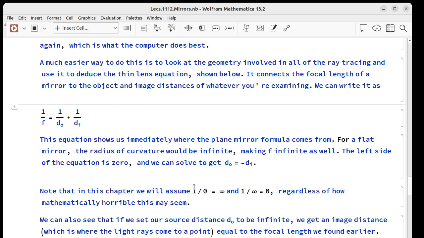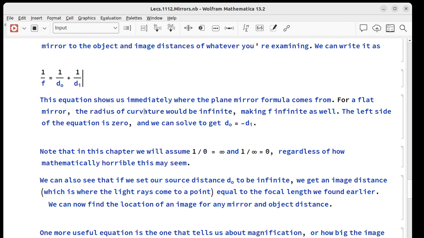We can make these approximations because really what we're talking about is 1 over a very large number is a very small number and vice versa, and that is mathematically justified. So anyway, if this radius of curvature is huge, 1 over that is 0, and we're left with the right side equals 0. We can do some algebra and see the only way to get this equal to 0 is if d_o equals negative d_i, like we found for the plane mirror.